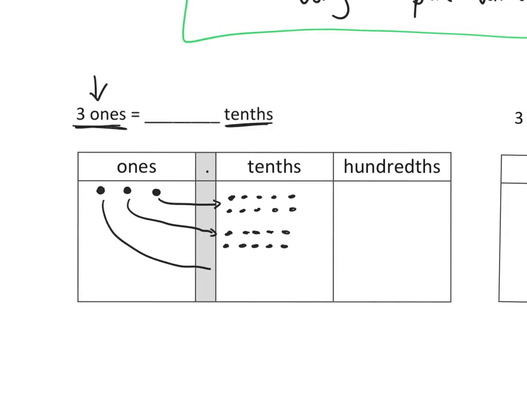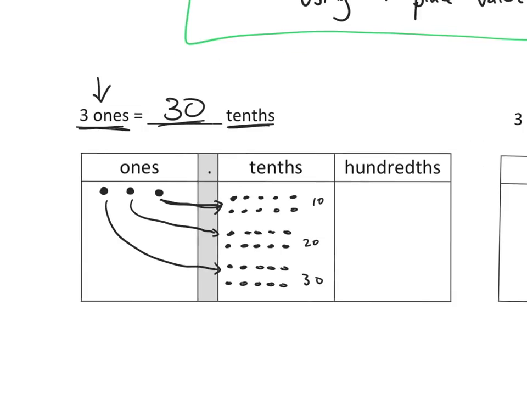There's the second one. And there's the third one. And so that gives me 10, 20, 30 tenths. So 3 ones in this case is equal to 30 tenths. And I did that by unpacking each of the ones and knowing that 10 tenths was going to equal 1 whole or 1 one. And that gave me 30 tenths as my answer.